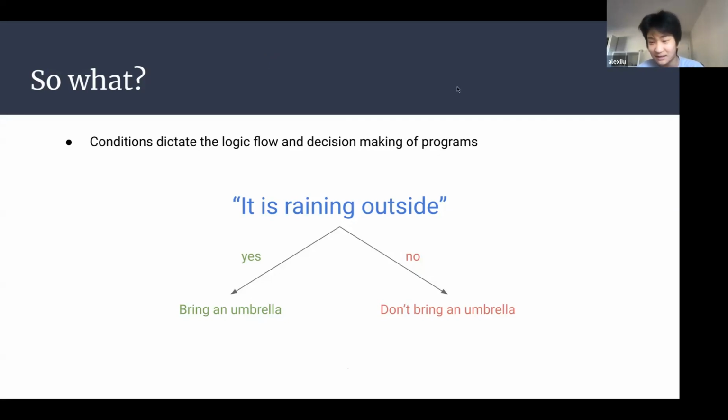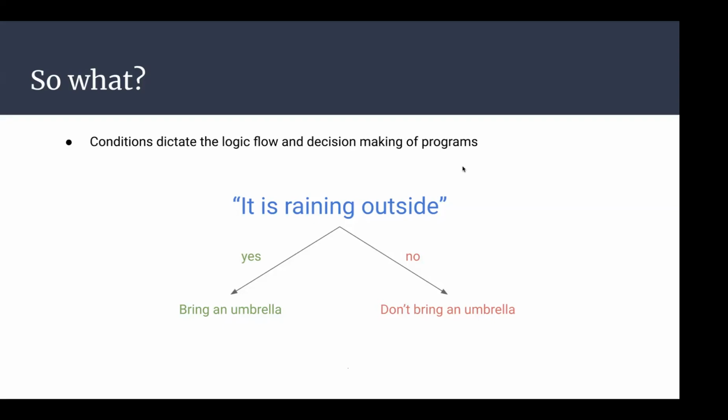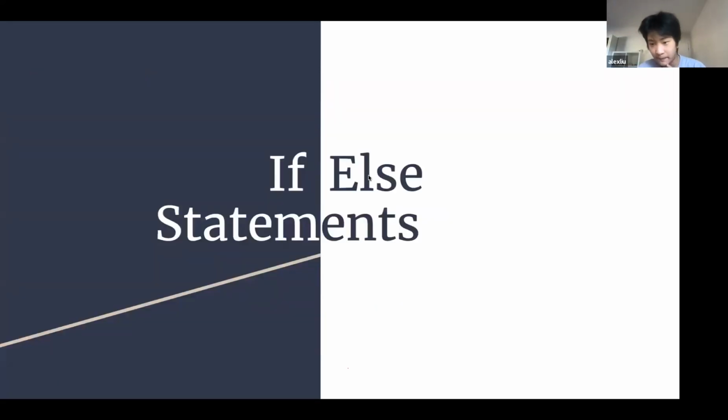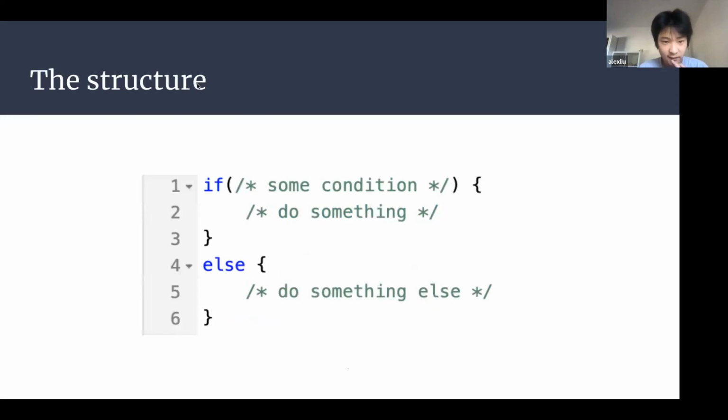Does everything so far make sense? Yes. Okay, cool. Like I said, programs in general will do different things based on different conditions. So how do programs actually decide what to do and how do they actually check conditions? They use something called the if-else statement. The basic structure of an if-else statement is shown here.